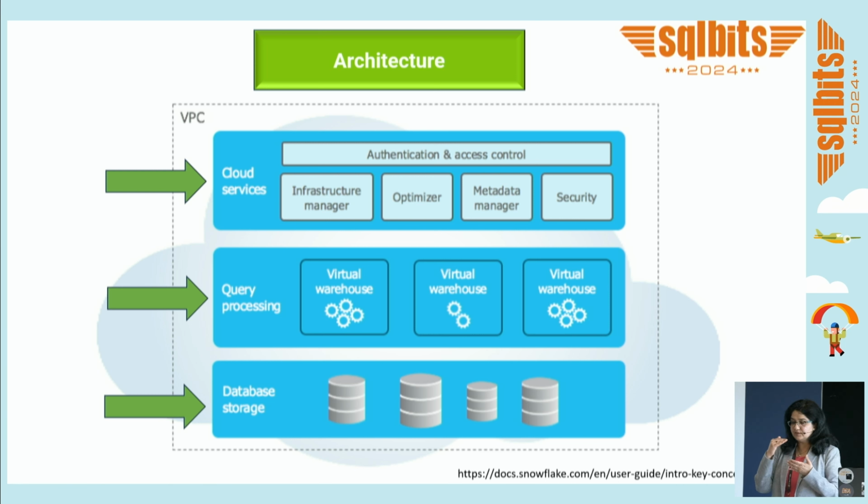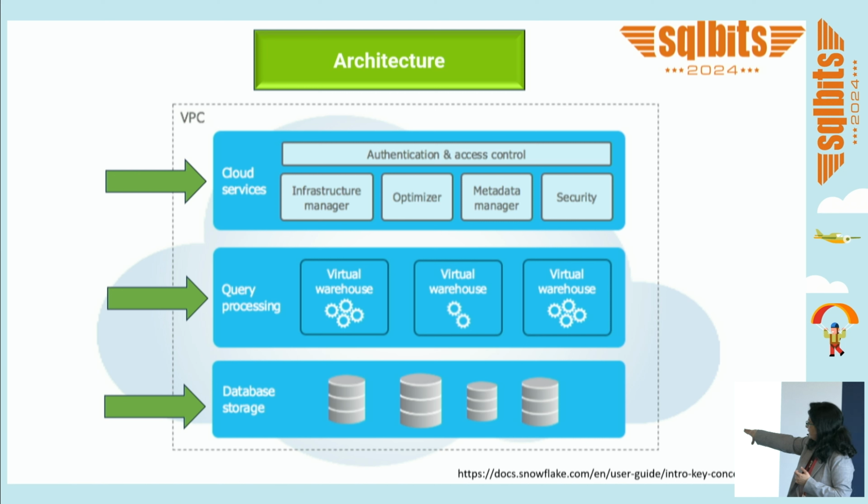We have the views. We can run queries against those views to see how things are happening, but we do not have to do that. So the optimizer is doing its job. Security is taking care of authentication. All that cloud services is managed by Snowflake, and in your cost model, you would be paying money for all the processing which you are doing in the middle layer, query processing.